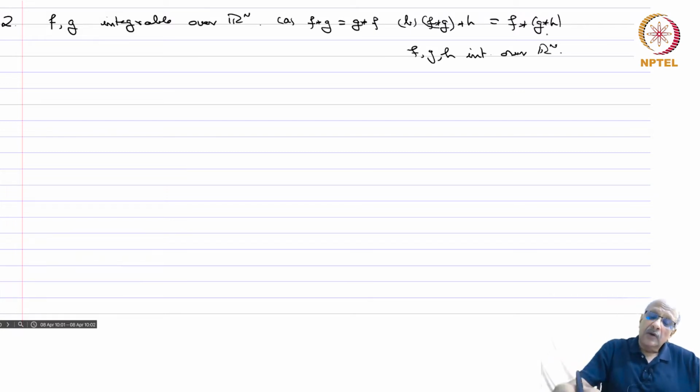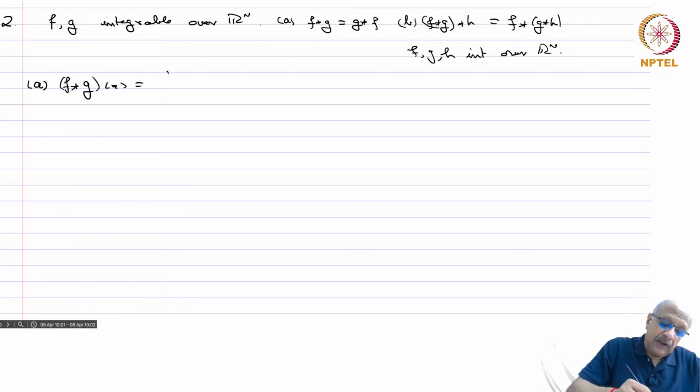Now, in this case, f star g is integrable if f and g are integrable, and h is integrable, so the convolution is defined. Similarly, g star h is integrable and therefore f star g star h is also integrable. So everything is well defined. So this is just a question of Fubini's theorem and translation invariance. So f star g of x equals the integral over R^n of f(x minus y) g(y) dm_n(y).